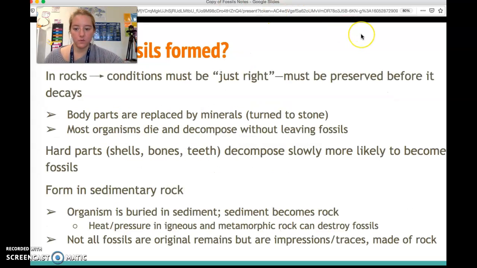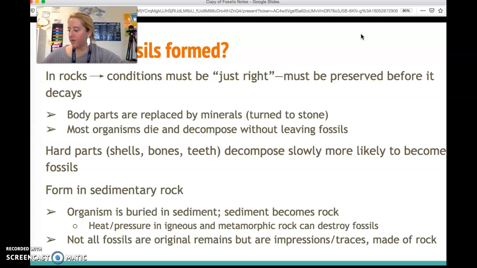But how are fossils formed? So they're formed in rocks, typically. The conditions must be just right for it to be preserved before it decays. Body parts are replaced by minerals or turned into stone, and most organisms die and decompose without leaving fossils because their conditions are not just right. So our hard parts, shells, bones, teeth, decompose slowly, so they're more likely to become fossils. More often than not, if you find a fossil, it's going to be some hard part of an organism.